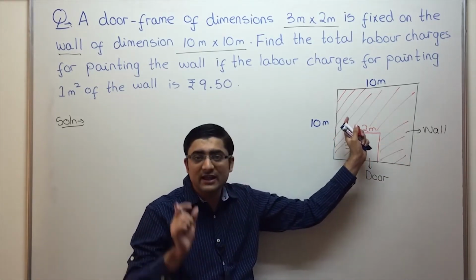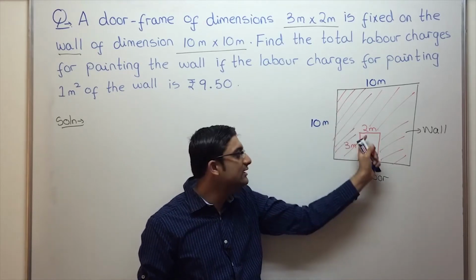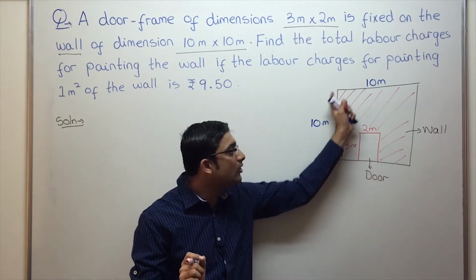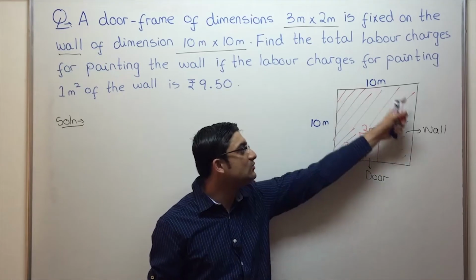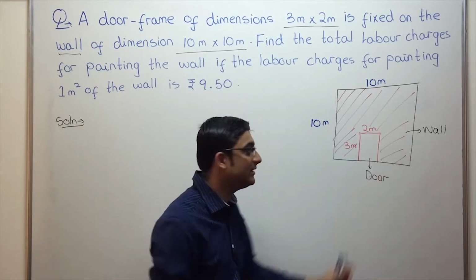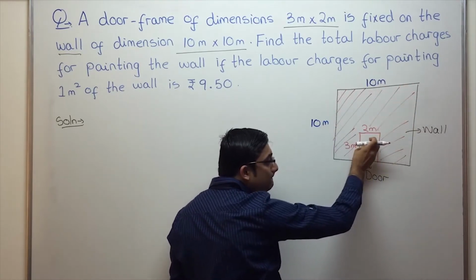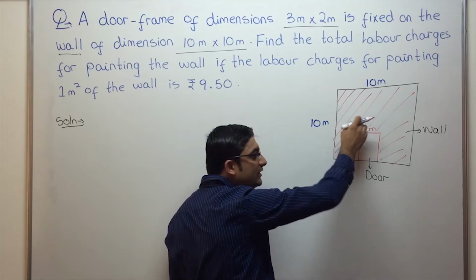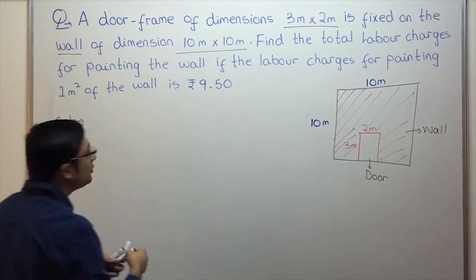So whenever we have to find area between two figures, see here what are the two figures? Outer wall and the inner door. I repeat, what is the area that has to be painted? Outer wall area minus the inner door area. So what is area between two figures? Area of the outer figure minus area of the inner figure. So basically the area that has to be painted is area of the wall minus the area of the door. Right? So I hope the question is clear.